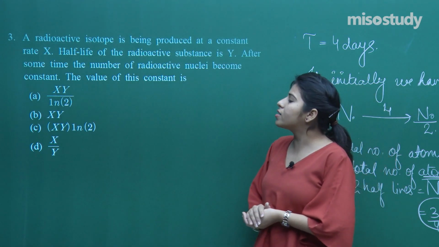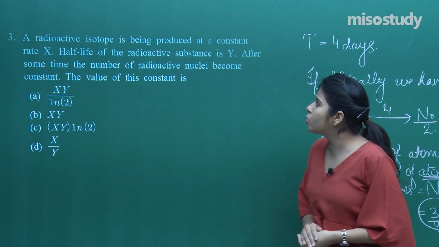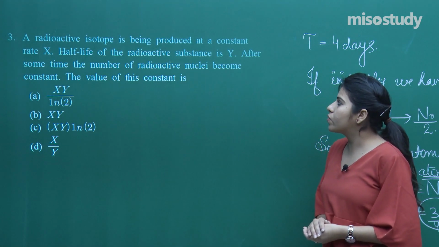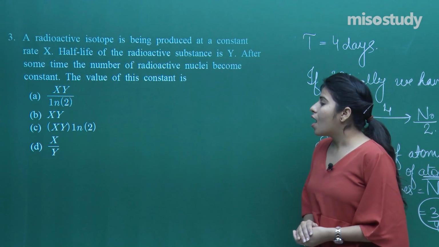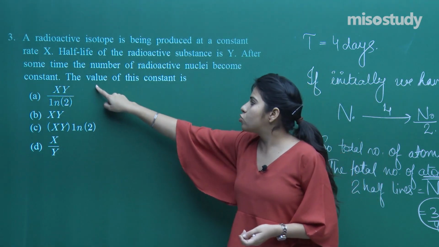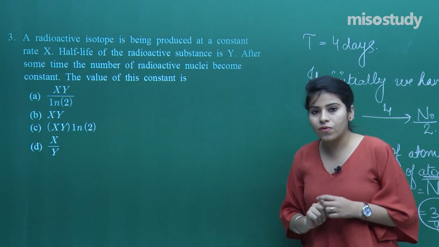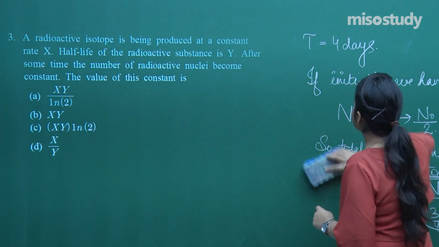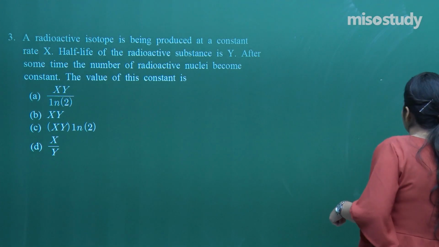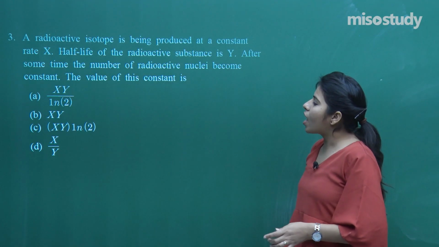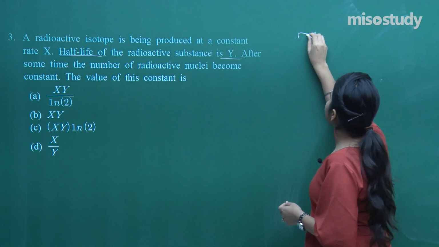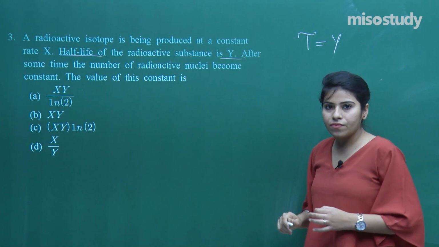We have been given that a radioactive isotope is being produced at a constant rate x. The half-life of the radioactive substance is y. After some time, the number of radioactive nuclei becomes constant. So what is the value of the constant over here? Now let me start by solving this question. As you know, we have been given the half-life as y. So let me write T is nothing but y.